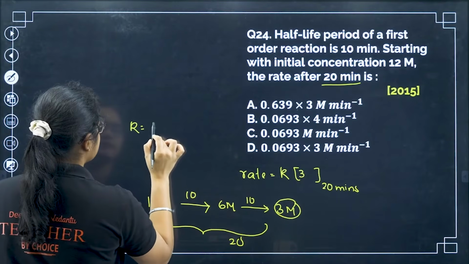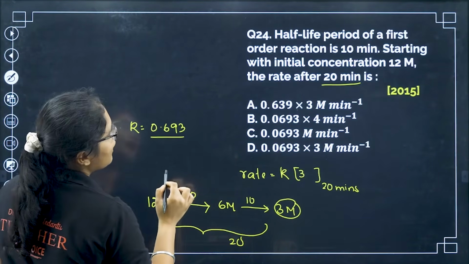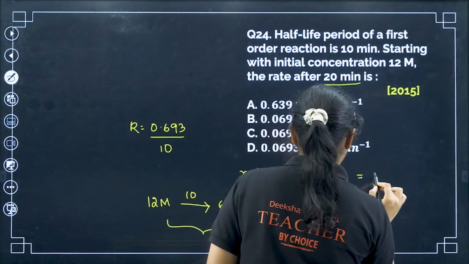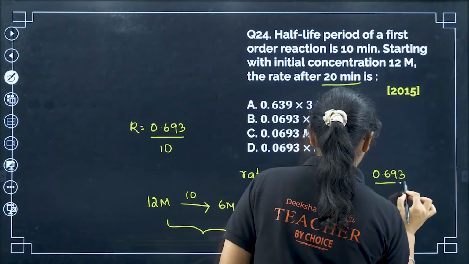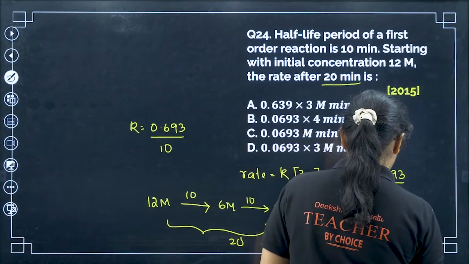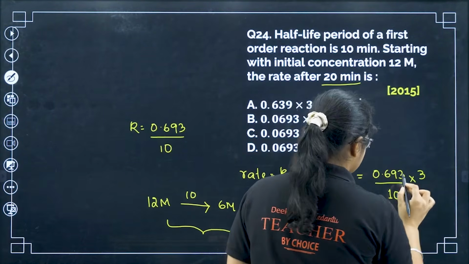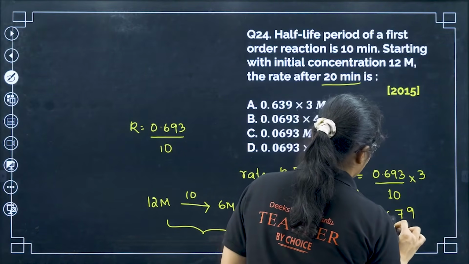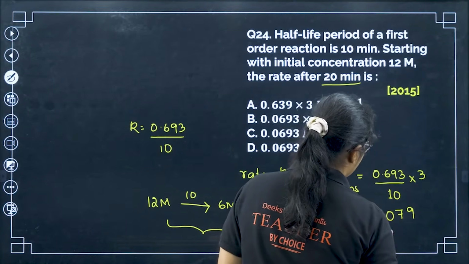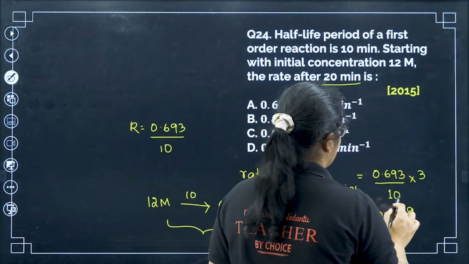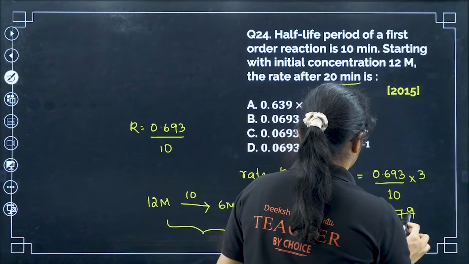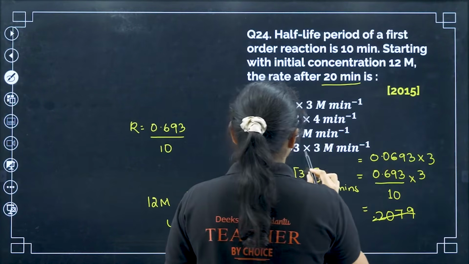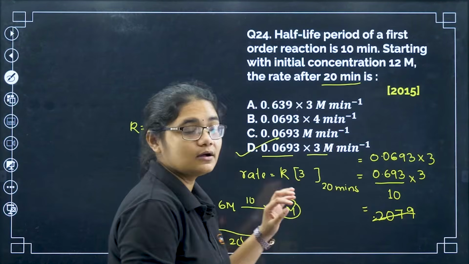Now what is the K value? K I can calculate as 0.693 by T half, which is 10 minutes. So the rate is 0.693 by 10 into 3. We don't have to multiply out fully, so this becomes 0.0693 into 3. That is option number D here.